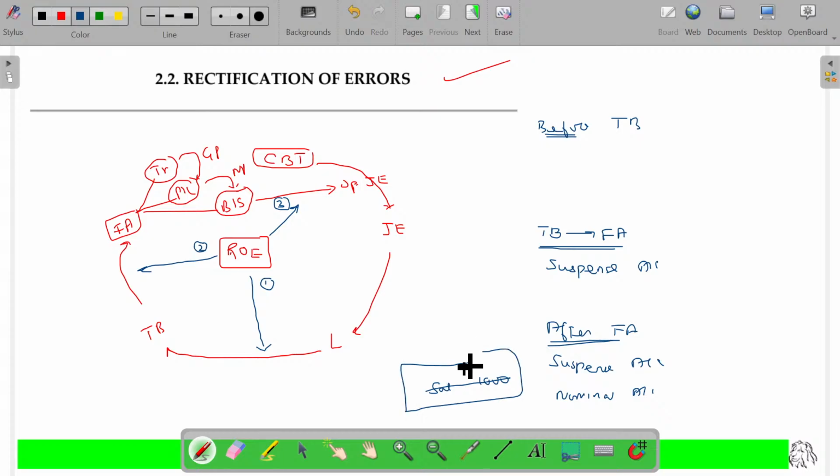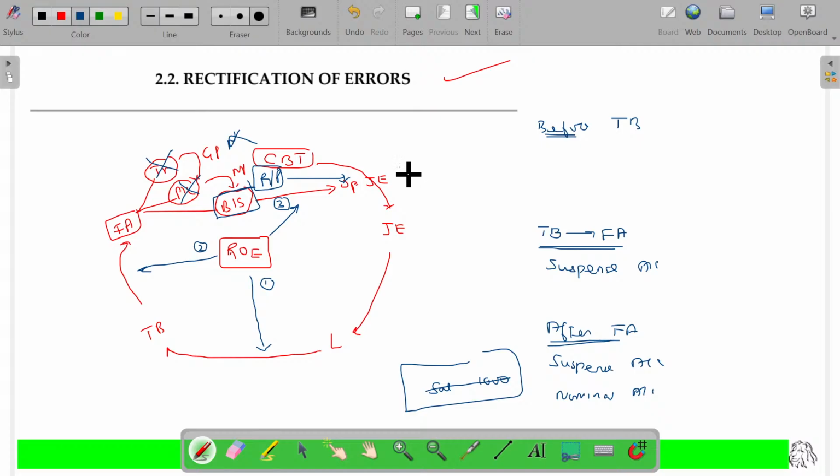Because of preparation of the trading and P&L account and balance sheet, the nominal accounts will be cancelled. You will have only what account? Real and personal account. We don't have nominal account. So nominal account is completely closed. Only the real and personal account will be available in the opening journal entry. In this year, you came to know there's an amount not recorded for the salary, salary being the nominal account.